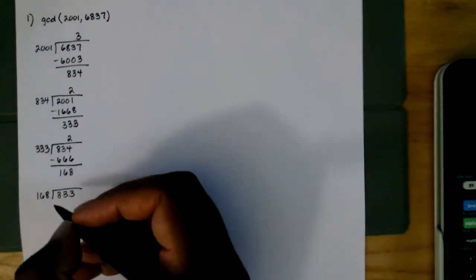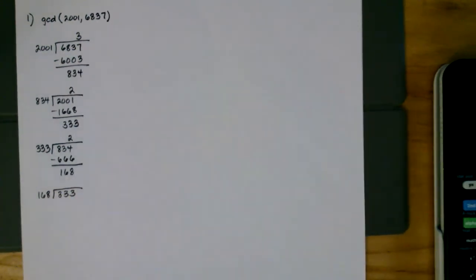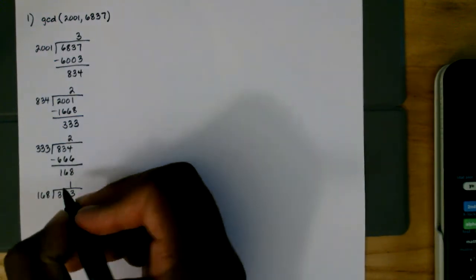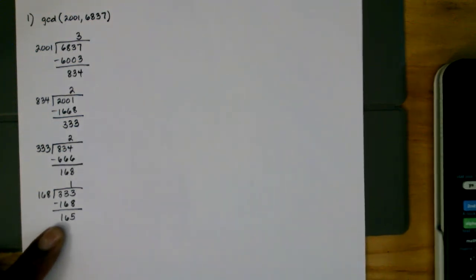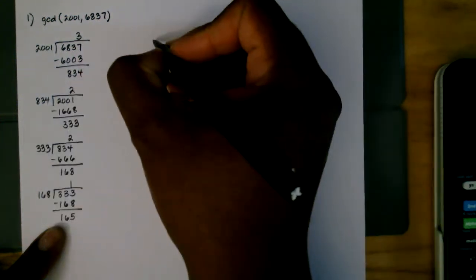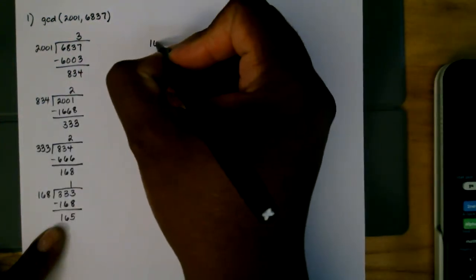So I'm going to take that remainder of 168, that becomes the new divisor. That would be divided into the previous divisor, 333. Now I need to divide 168 into 333. That's going to go only 1 time. And then 1 times 168 is 168. Subtract that from the 333, you'll get 165. And I still don't have a remainder of 0. So here, that 165, in this case, that's my remainder. That would be the new divisor. So I'm going to continue this over here.